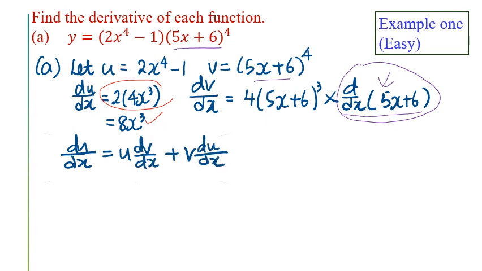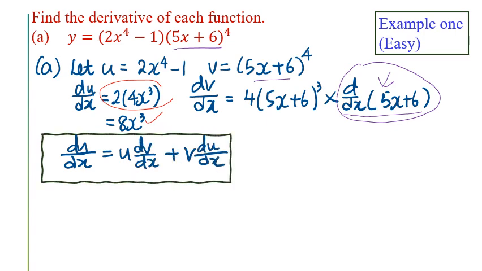Then you write down the formula. That is the formula. So we plug in. I think I've not done this, or maybe later on, I'm not too sure. So we differentiate 5x plus 6. Differentiate 5x, you get 5. Differentiate 6, you get 0. So basically this is just 20 bracket 5x plus 6 to the power of 3.